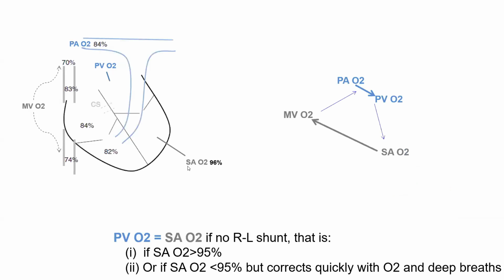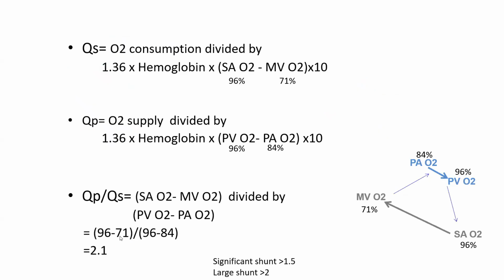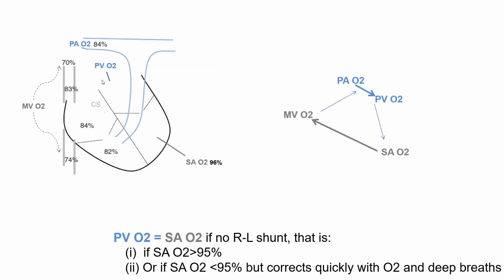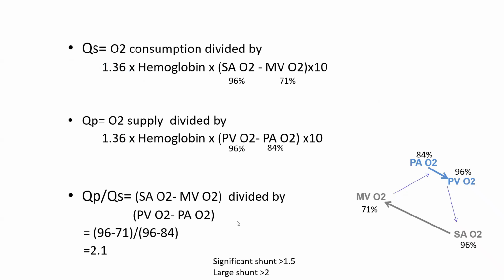In this particular illustration that I've given here, if you calculate the shunt ratio, it is a systemic sat, so 96% minus 70% divided by the pulmonic sats, which is this one here, pulmonary venous O2, which is 96% as well, since there is no right to left shunt. So 96 minus 71% divided by 96 minus 84% equals 2.1. So this is a sinus venosus ASD or secundum ASD with a 2.1 QP-QS ratio.